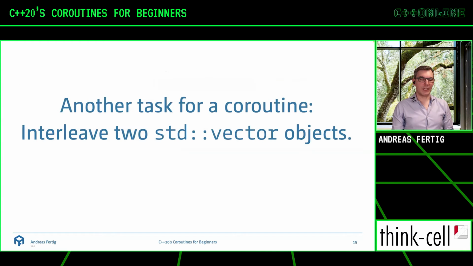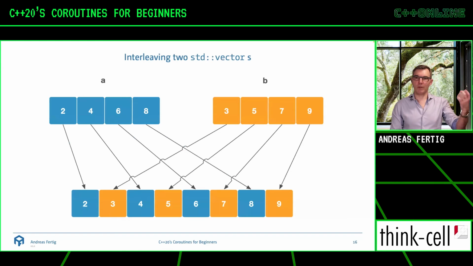All right, so let's look at more tasks coroutines can do for us, or we can do with them. Interleaving two std::vector objects. That's a fun thing to do, right? So what I mean by that is I have a vector A and a vector B, each with a couple of numbers, and I want to print one of A, one of B, one of A, one of B, and so forth. So interleaving them together such that a sequence as shown below is the output. How do we do that?